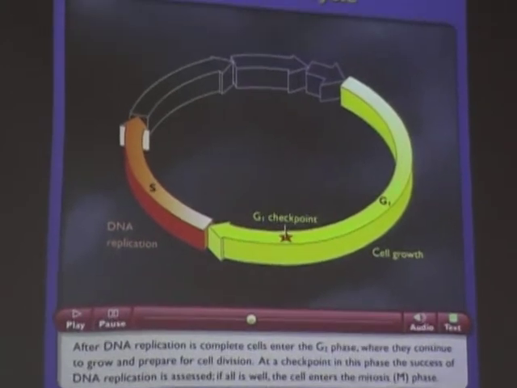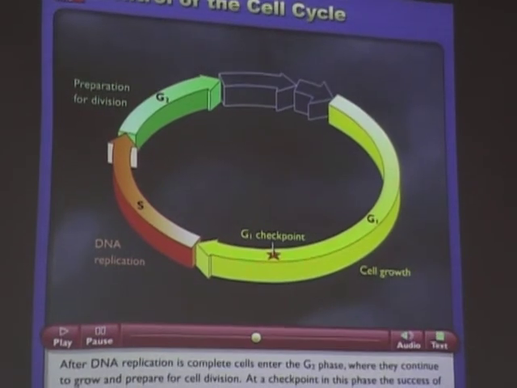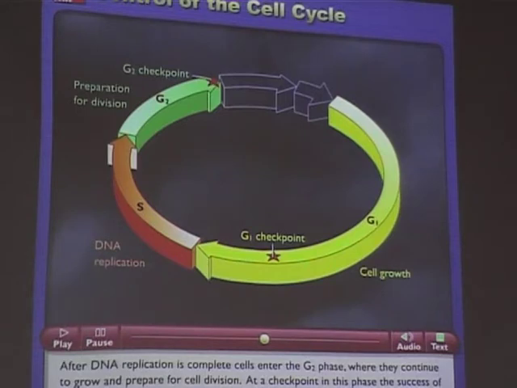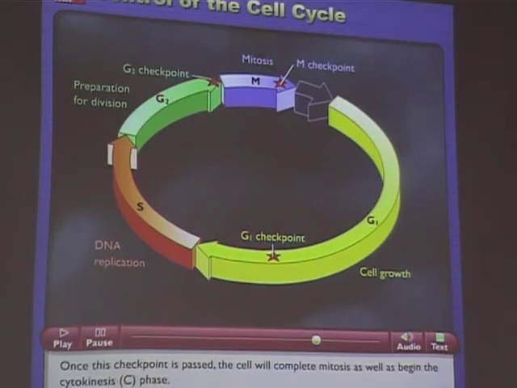When conditions in the cell are right, the G1 checkpoint will be passed and the cell will enter the synthesis, S phase. During the S phase, DNA replication occurs so that future cells will each have a complete set of the genetic instructions in the DNA. After DNA replication is complete, cells enter the G2 phase, where they continue to grow and prepare for cell division. At a checkpoint in this phase, the success of DNA replication is assessed. If all is well, the cell enters the mitosis, M phase. During the M phase, a complex series of events moves the DNA so that a complete set of genetic instructions will be sent to each daughter cell. The process of mitosis is assessed at a checkpoint during the M phase. Once this checkpoint is passed, the cell will complete mitosis as well as begin the cytokinesis, C phase.